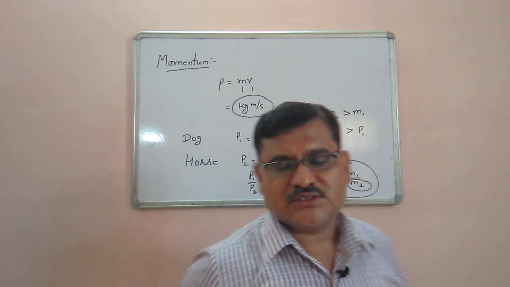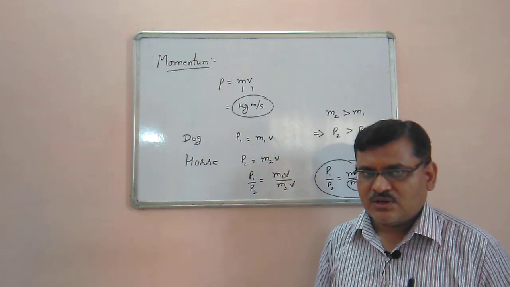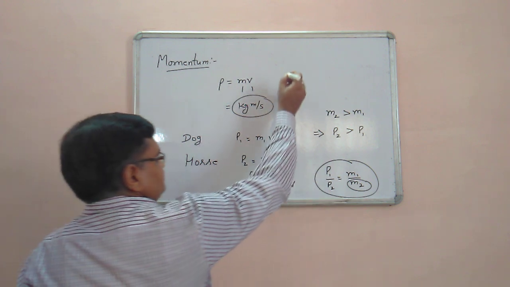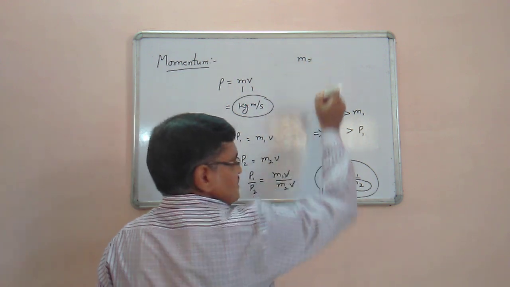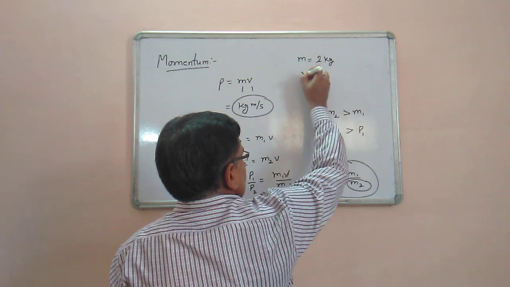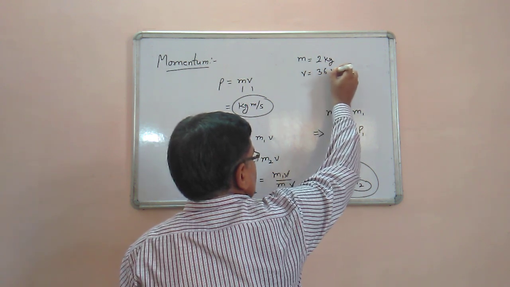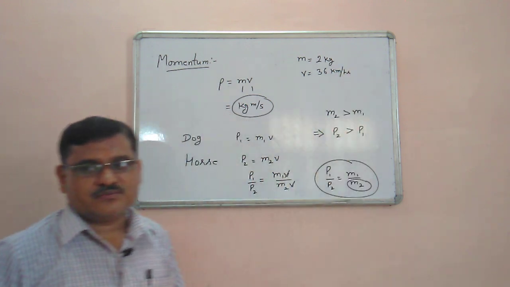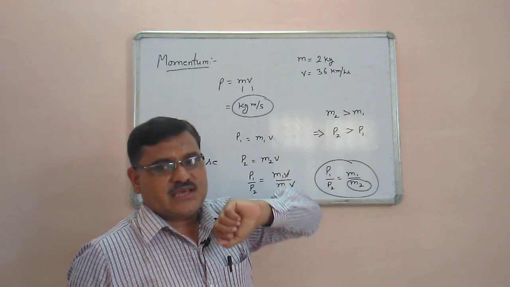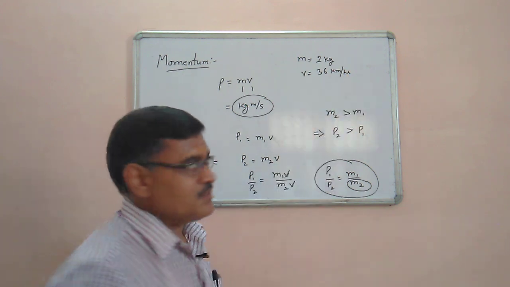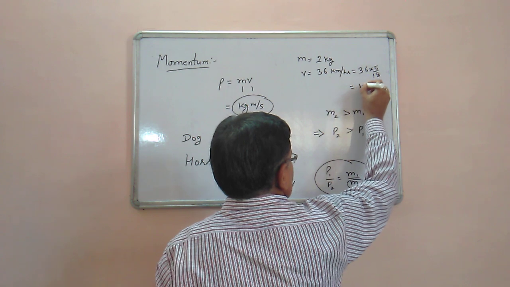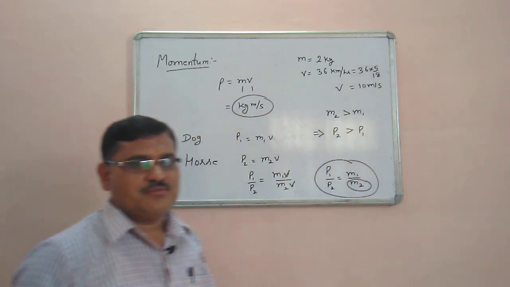Now if we are talking about numericals, suppose I give you one numerical. An object has mass 2 kg and it is moving with a speed of 36 km per hour. The numerical is very simple. You have to find the momentum of this object. The mass of the object is given as 2 kg and the velocity of the object is 36 km per hour. But observe, kg is the SI unit, but km per hour is not. So you need to convert kilometer per hour into meter per second. Here I get 36 into 5 by 18, so it comes out to 10 meter per second.